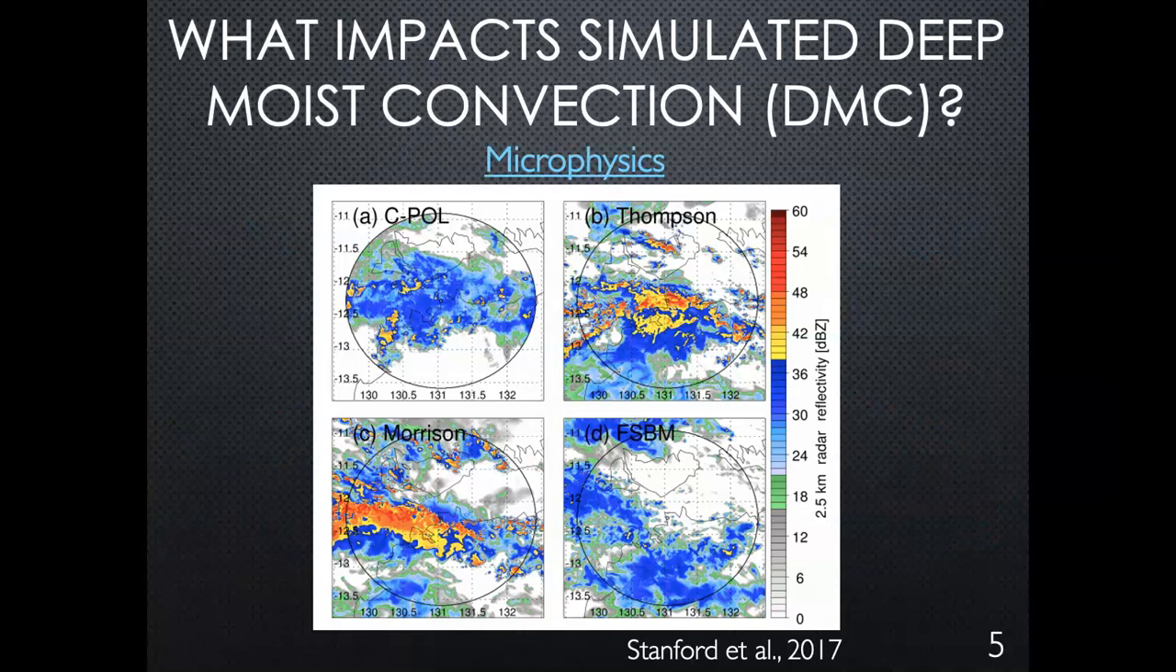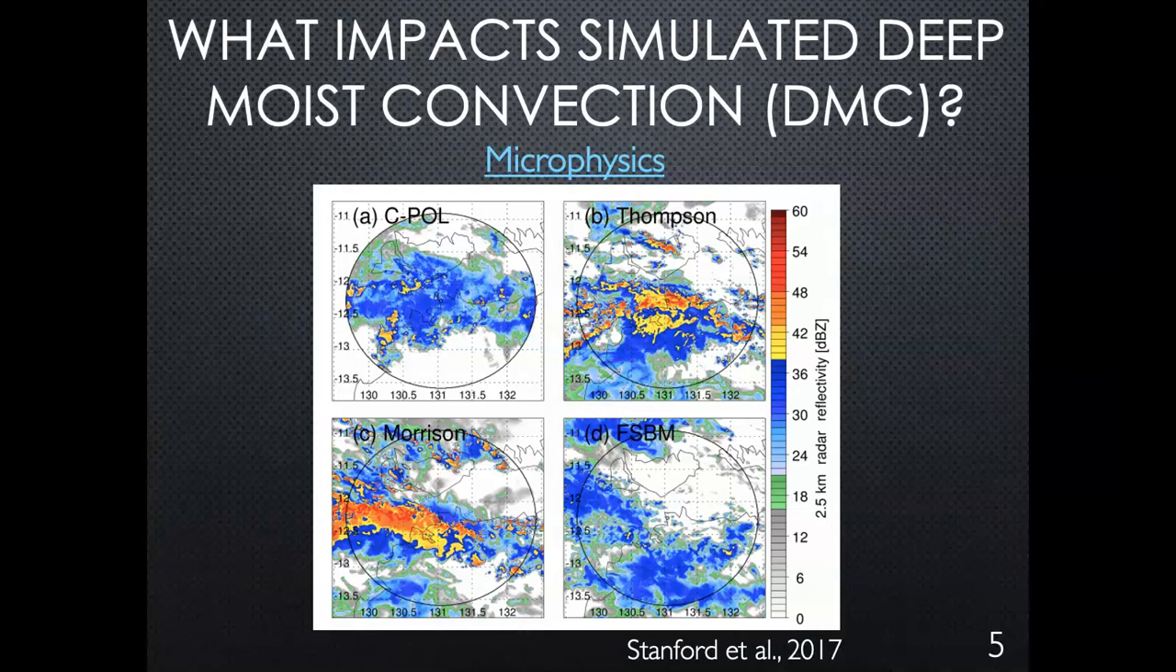And that's shown here, comparing horizontal cross sections of observed radar reflectivity over Darwin, Australia in the top left, and then in the other three panels showing simulations with the exact same model setup, dynamical core, boundary layer parameterization and everything, and simply using a different microphysics scheme. So this is clearly one aspect of deep convection modeling that needs improvement.